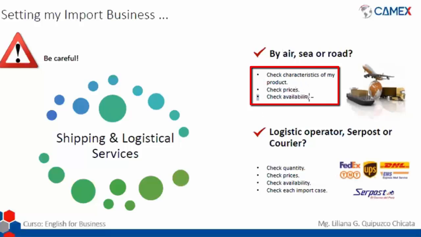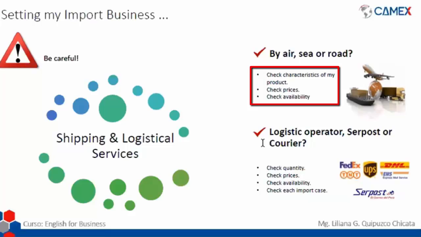And finally, you have to check the availability. Not only the availability of the transport indeed, but also the availability of your supplier. If your supplier is not able to ship products by air and they only ship by sea, you have to check if you would like to import by sea or you will need to import by air. On the other hand, if you only want by air and he is not able to ship by air, you will have to look for another supplier.